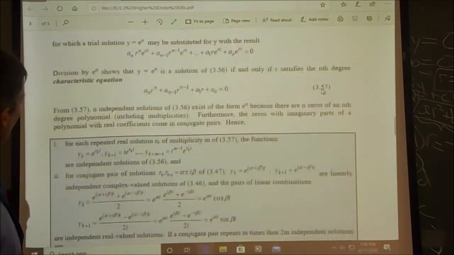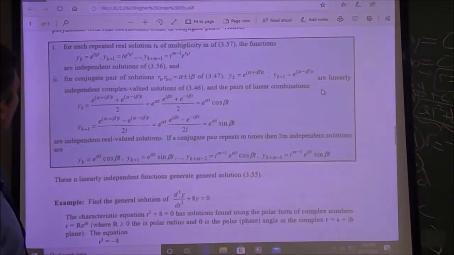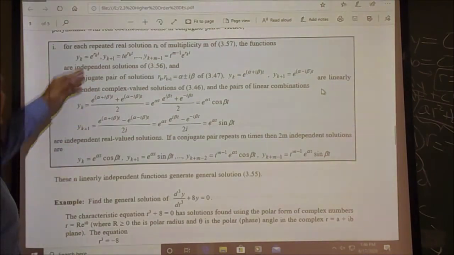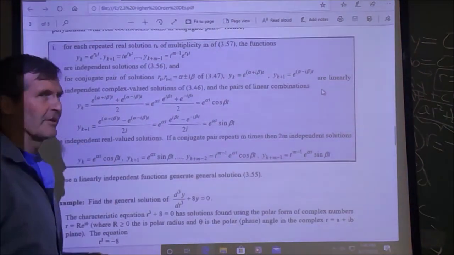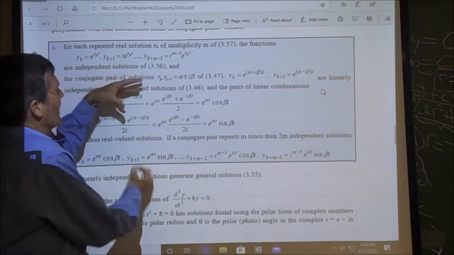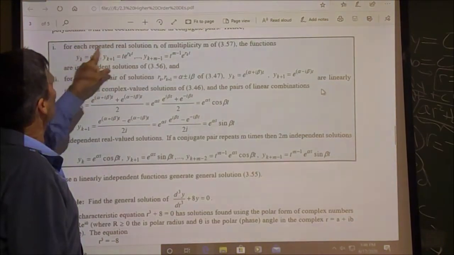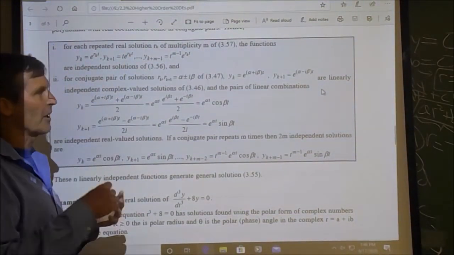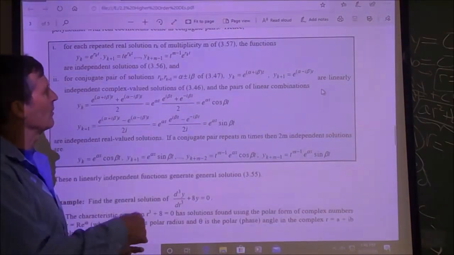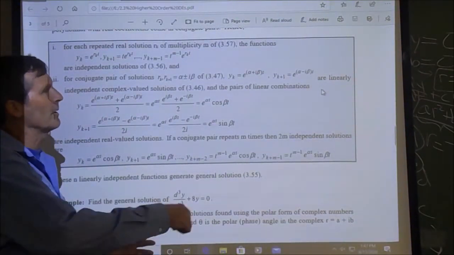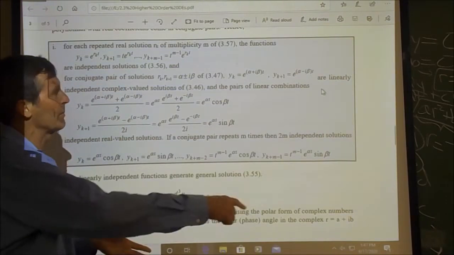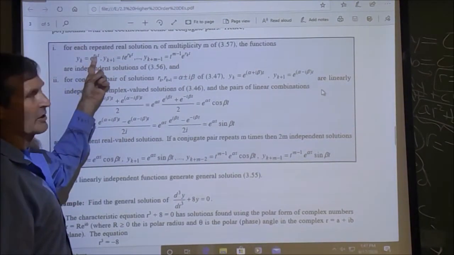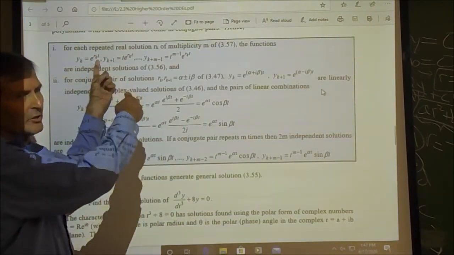All right, here's the meat of the discussion here. This pulls it all together, but it's very dense, right? There's a lot of stuff in here. For each repeated real solution of multiplicity m, if you solve the characteristic equation, you get R1, R2, R3, through Rm all equal. You might get a bunch of them equal. These are the solutions. e to the rt is a solution by what we did just plugging in the test solution.